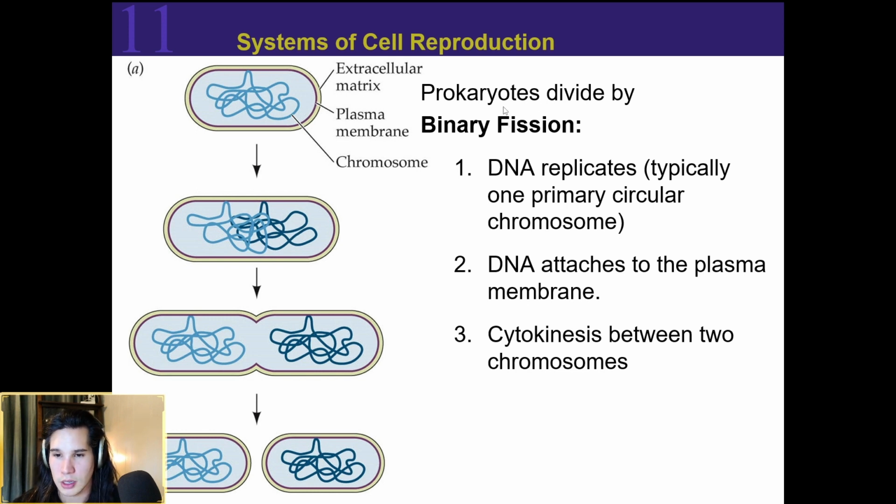And so their process of cell replication is actually much more simple than eukaryotes. So they undergo this process called binary fission. So the first step, the DNA will replicate, and typically it's going to just be one circular chromosome, one large circular chromosome that composes the genome for that prokaryotic cell. What happens after that is that replicated DNA will then attach to the plasma membrane on either side, and then cytokinesis will occur, splitting that cytoplasm down the middle.